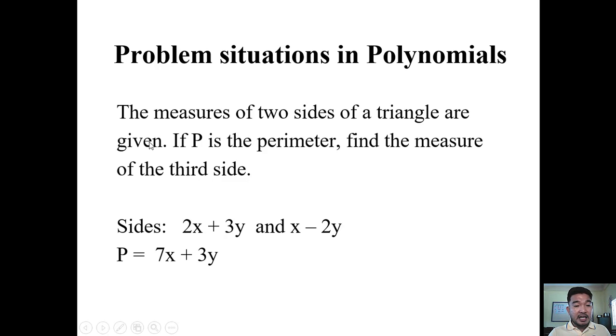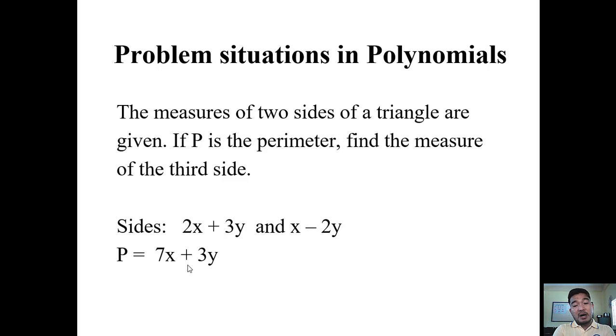So, pwede nating sabihin, ito yung sides natin, 2x plus 3y, and then yung isang side ay x minus 2y. Ito yung polynomial na inassign para maging side ng triangle. Given yan, given. Para makuha mo yung perimeter, i-add mo lahat ng sides, diba? P is equal to 7x plus 3y. Ito daw yung value ngayon ng perimeter. Okay? So, ito yung perimeter. Para makuha mo yung perimeter, i-add mo lahat ng tatlong sides.